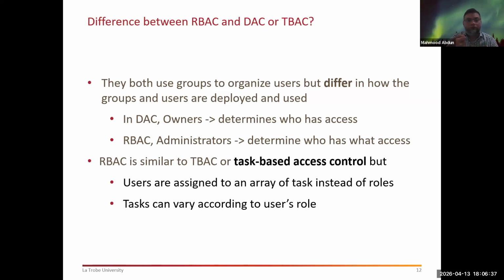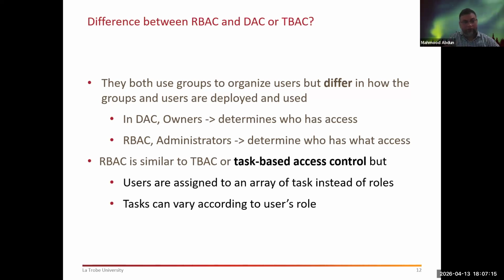A task could be printing, a task could be accessing a database. So it's a statement, right? And therefore, from that statement, we interpret what the roles actually do. So it's essentially similar. So what are the differences? For role-based access control and DAC, they both use groups to organize users, but differ in how the groups and users are deployed and used. For example, in DAC, owners determine who has access. In RBAC, the administrators determine who has access to what.